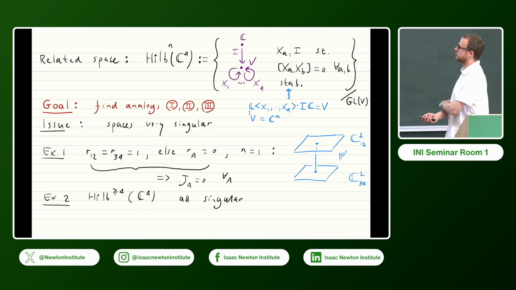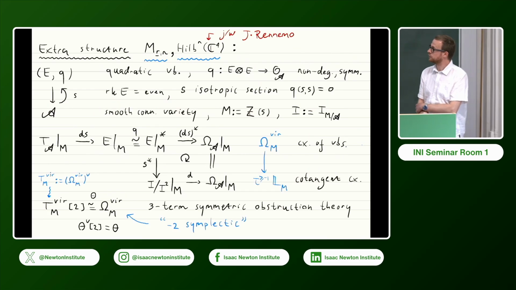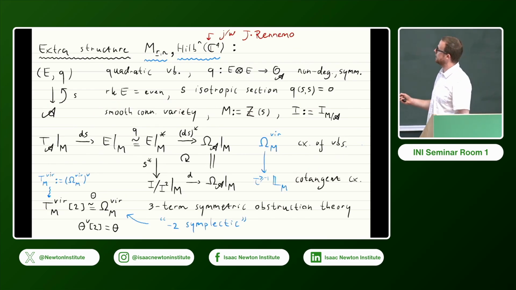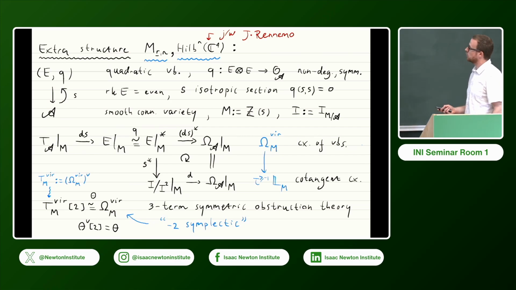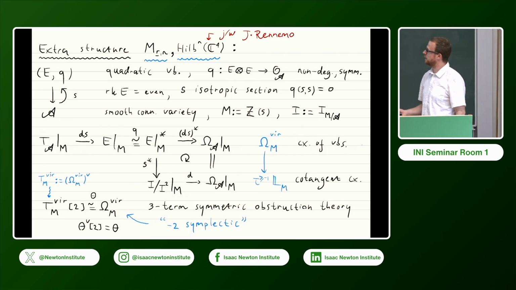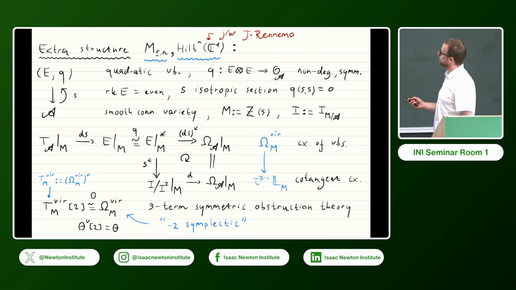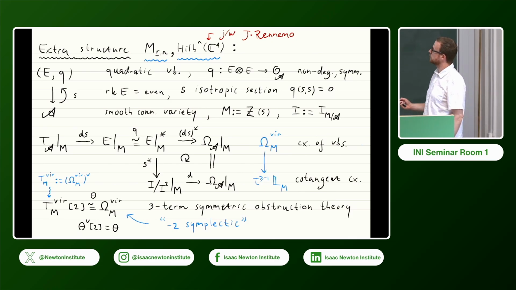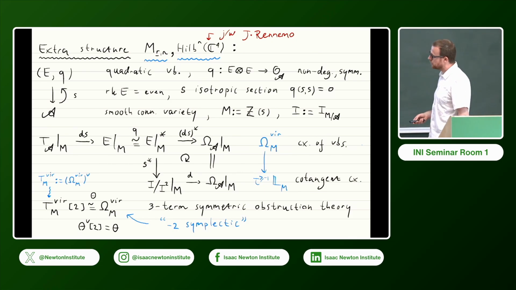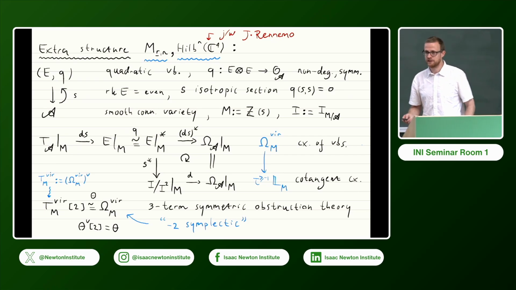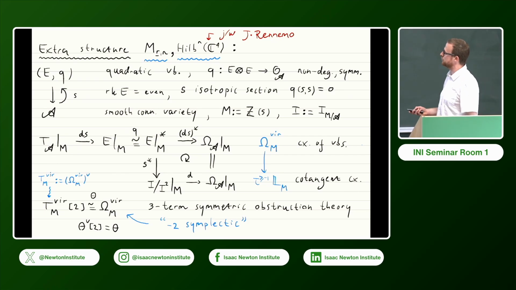Okay, so we have these singular spaces, but they come with extra structures. So both of these spaces, MRN and Hilb N C4, come with extra structure, which I'll tell you about in this slide. What I'll say henceforth about the Hilbert scheme is joint work in progress with Jürgen Rennemo. Both of our moduli spaces arise in the following way. So let's, in general, consider the following setup.